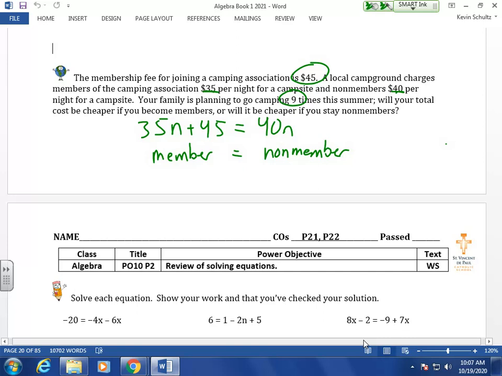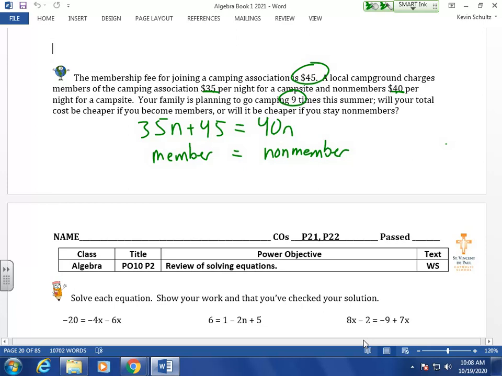And the value for n, since we have an equal sign here, the value for n is going to tell you how many times do you go camping for a membership to equal the cost of a non-membership. So if you go less than that, then you should just not become a member. If you go more than that, then you should become a member. Okay? So the value for n here is kind of that tipping point. And what does n end up equaling here if you solve this equation?